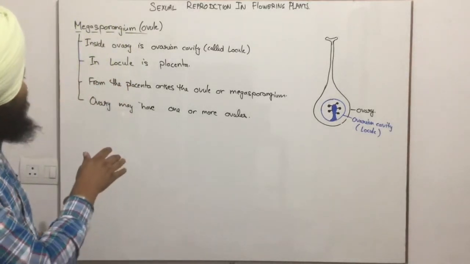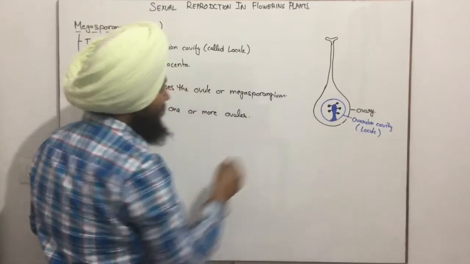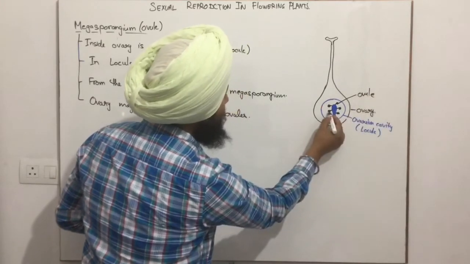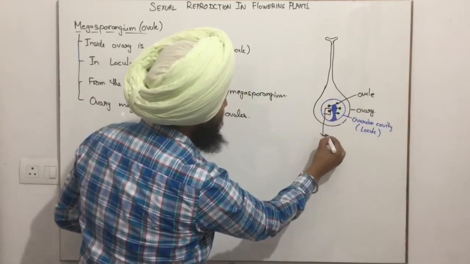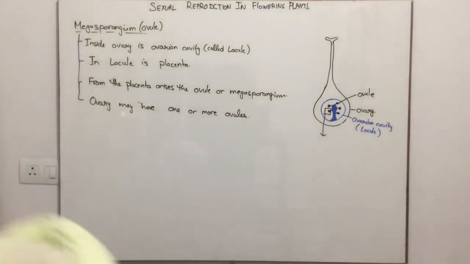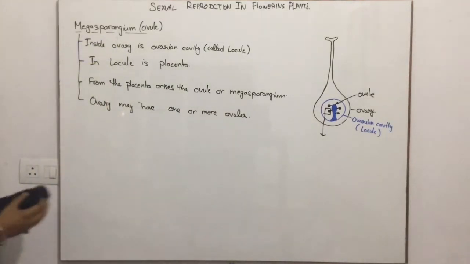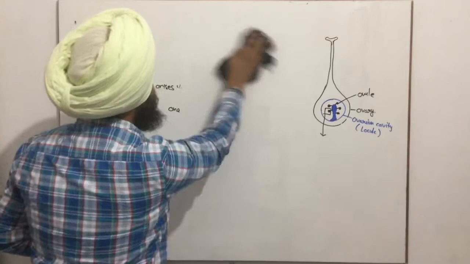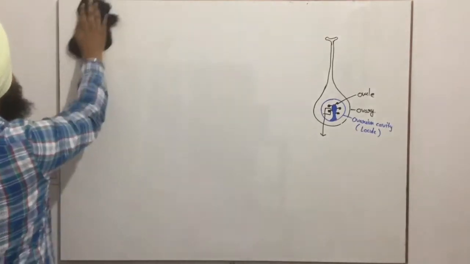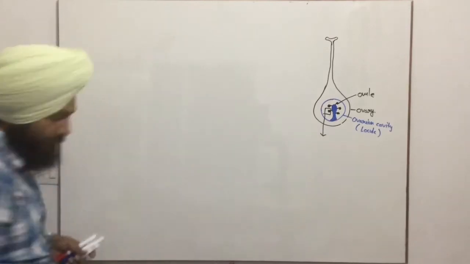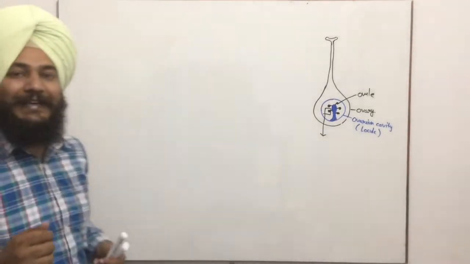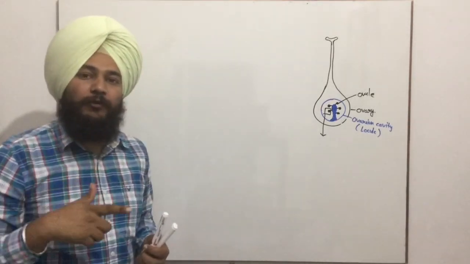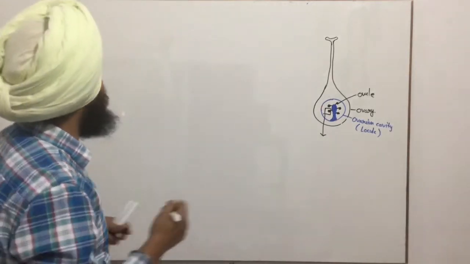After this we will discuss the structure of the ovule in detail. This is the ovule. Before starting the structure of the ovule, we will do some examples where there is only one ovule in the ovary and where there are multiple ovules in an ovary.